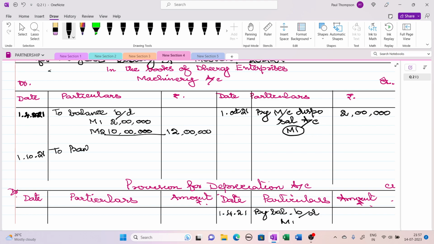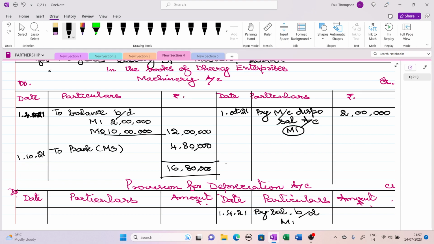We have bought one more machine. I am writing here machine number 3 for 4,80,000. That's it. We are not going to do anything in this machinery account, so we can very well close the machinery account. So we are going to close the machinery account. 16,80,000. The machinery is here.